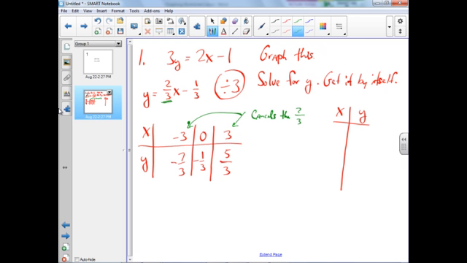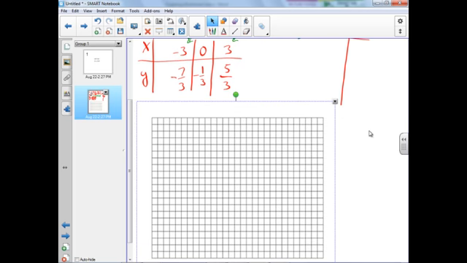Now we could have picked x equals 1, and in this case it wouldn't have been that much different, but there's a lot of times I actually do think it makes a difference if you pick x values to match the denominator of your fraction. Life gets simpler. Now, instructions are graph this. Alright, let's graph this.